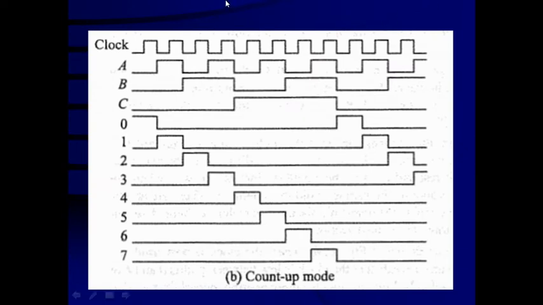Now, you can see that if the counter is operating in count up mode, that means it is operating from 0 to 7, then the content of the counter is going to be advancing from 0, 1, 2, 3 like that way.